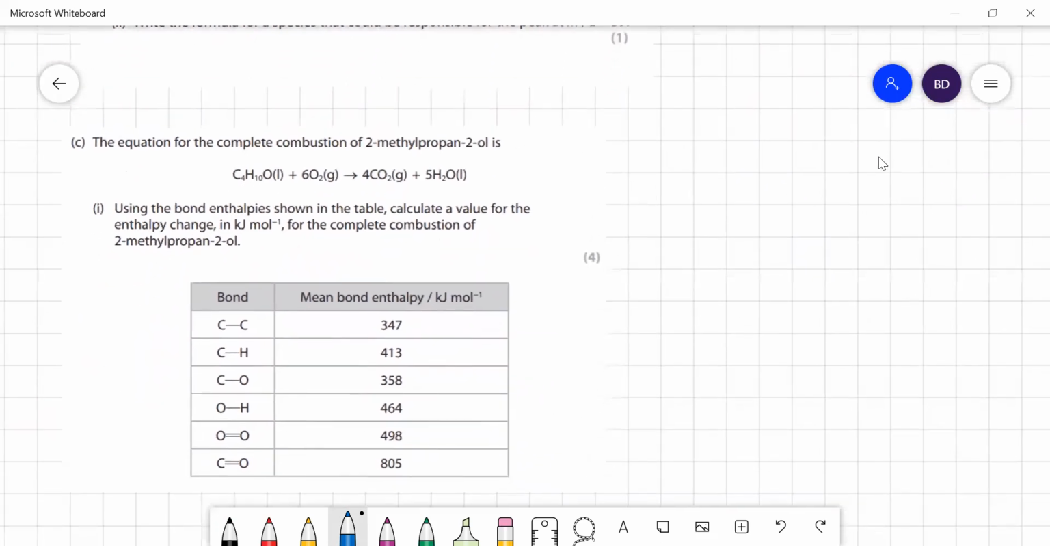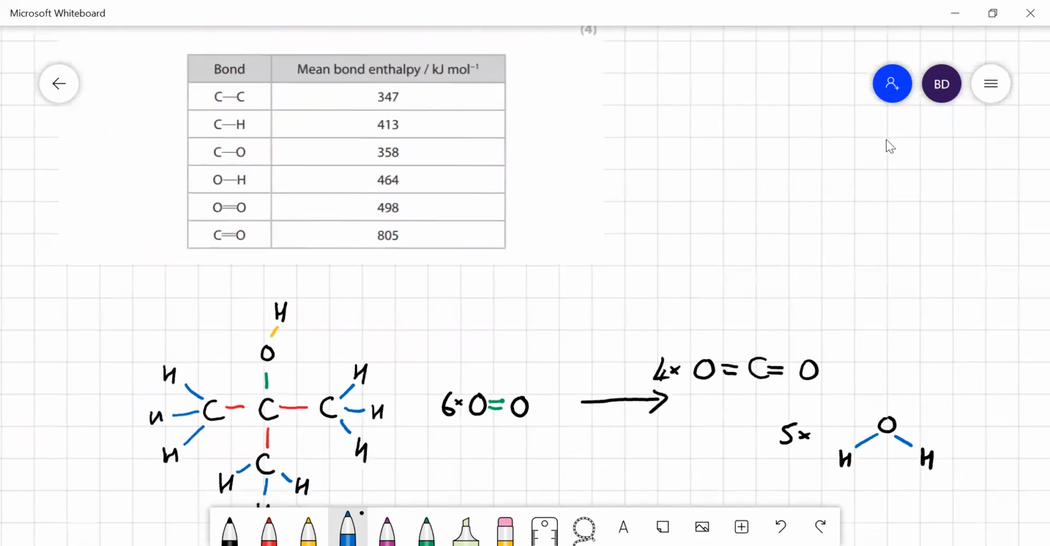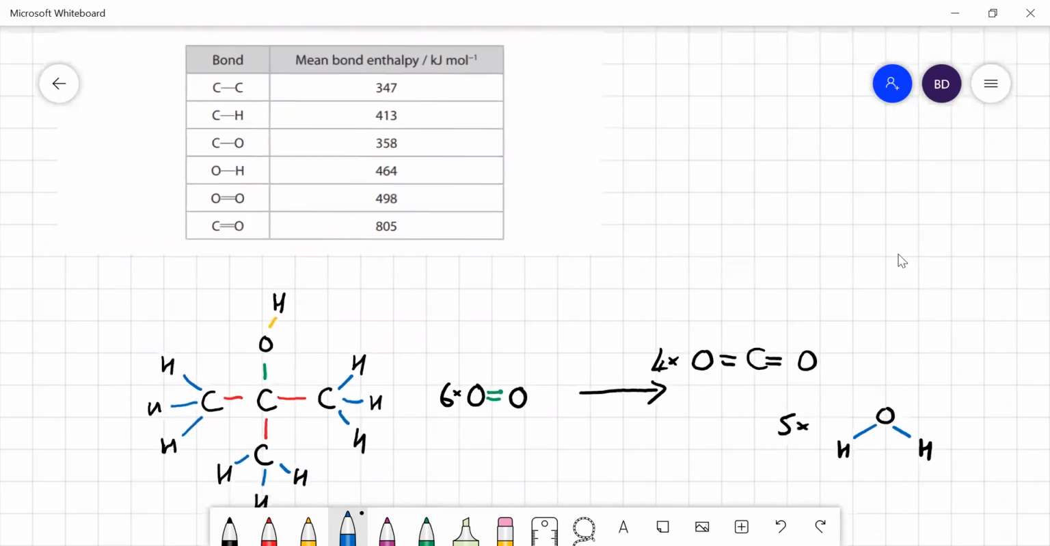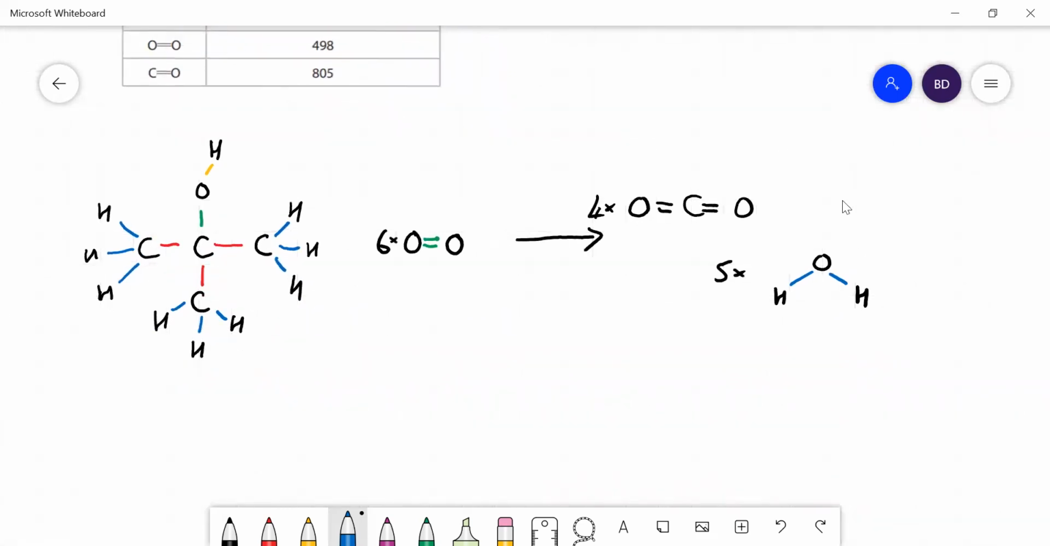The equation for the complete combustion of 2-methyl propan-2-ol is given below. Use the bond enthalpies shown to calculate a value for the enthalpy change for the complete combustion. So we want to find out delta H for that. That's the complete combustion using bond energies. So I've drawn it out here already. Okay, so we've got our 2-methyl propan-2-ol, and we've got 6 oxygens, and we've got the combustion products here. We've got CO2 and water.